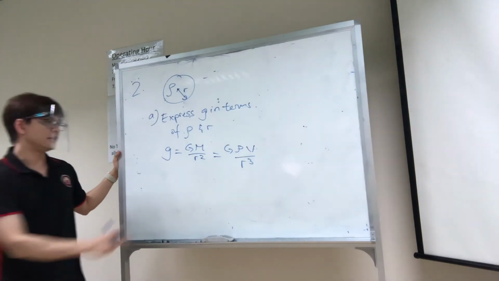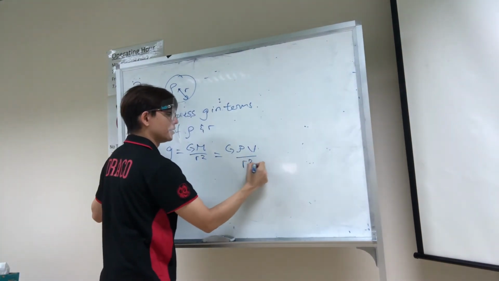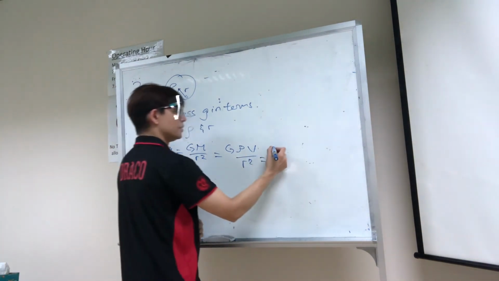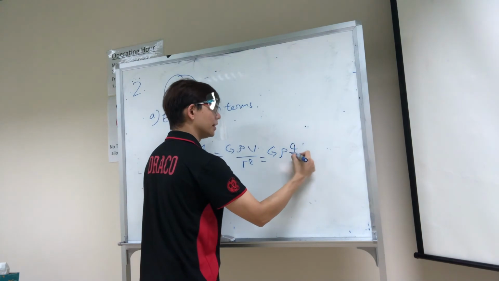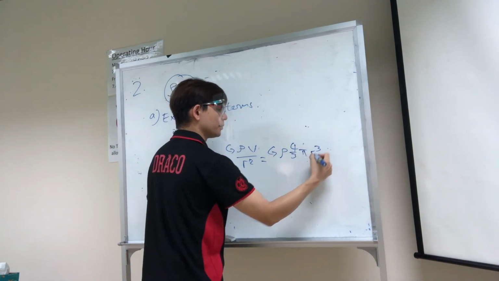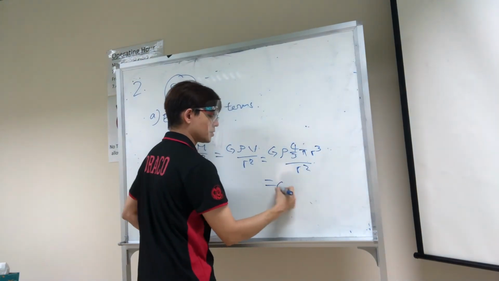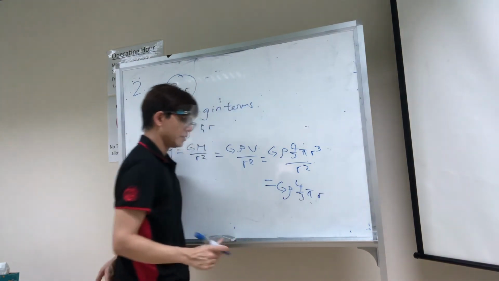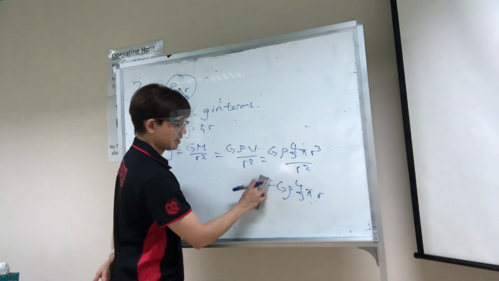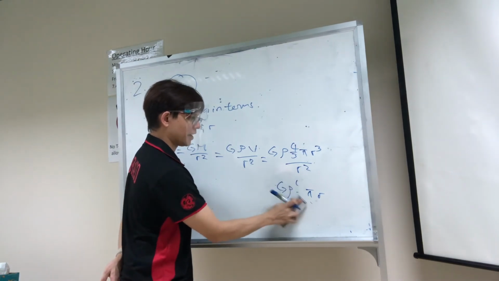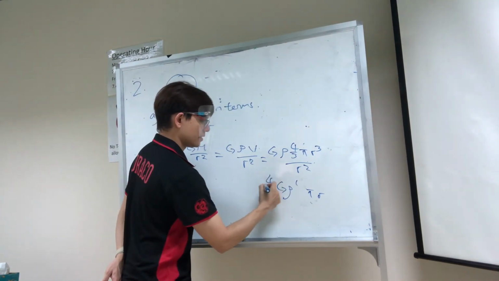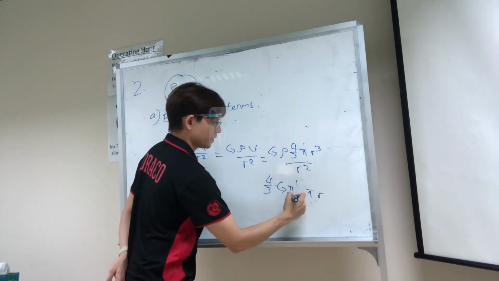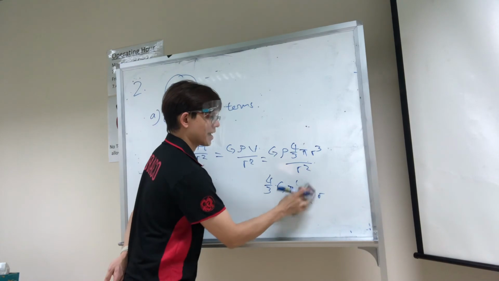Sorry, did I indicate a cube accidentally? Then the volume of a sphere is four thirds pi r cubed. So we get G rho four thirds pi r cubed over r squared, which reduces to G rho four thirds pi r. So let's neaten it a bit. I can bring the four thirds in front, and the pi can put behind the G. Then rho. Then the only variable is r.